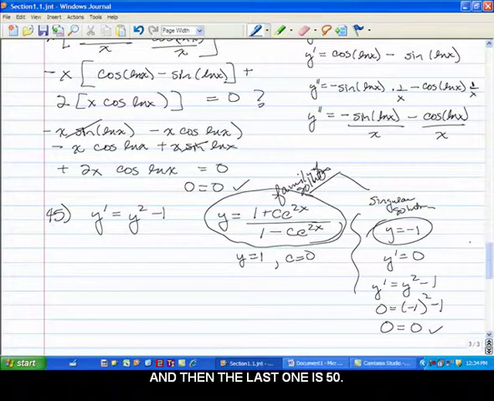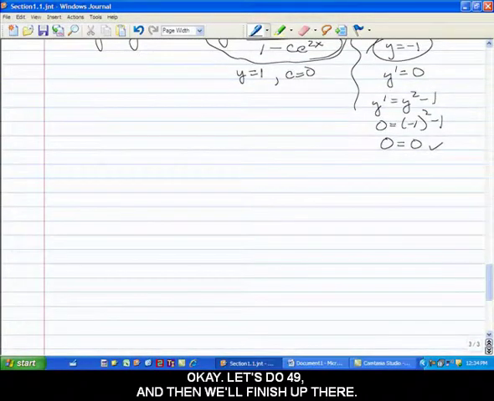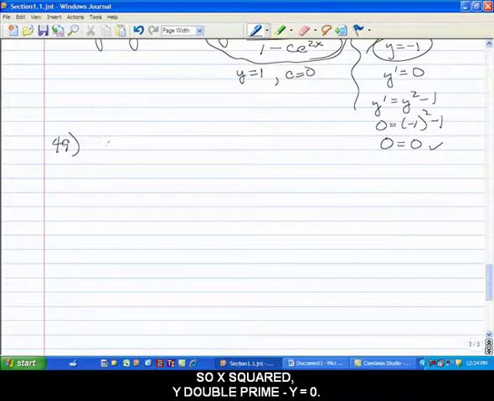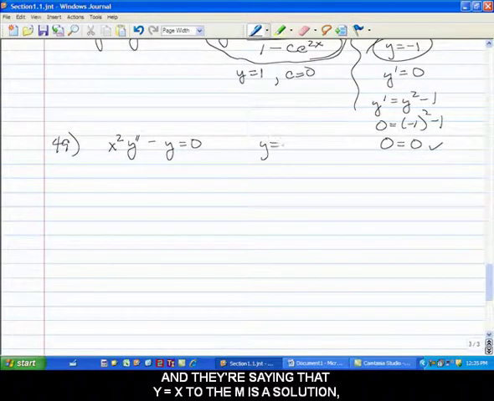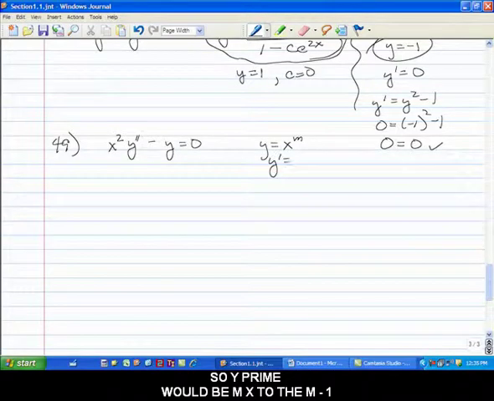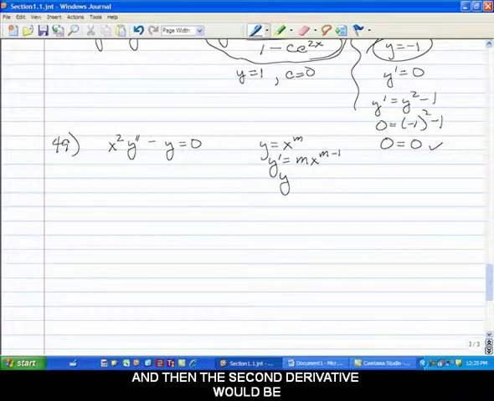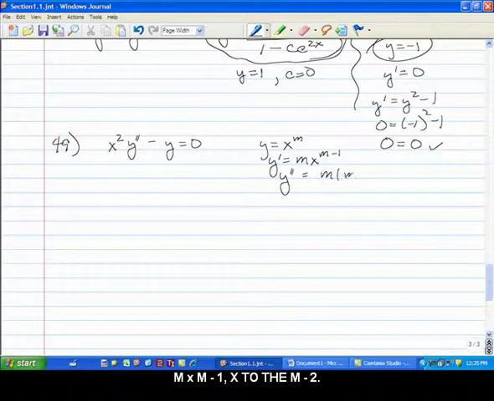And then the last one is 50. Let's see how hard is that. Okay, let's do 49, and then we'll finish up there. So x squared y double prime minus y equals 0. And they're saying that y equal x to the m is a solution, and we're supposed to figure out the m's that make this work. So y prime would be m x to the m minus 1, just knocking down the power one time. And then the second derivative would be m times m minus 1 x to the m minus 2.